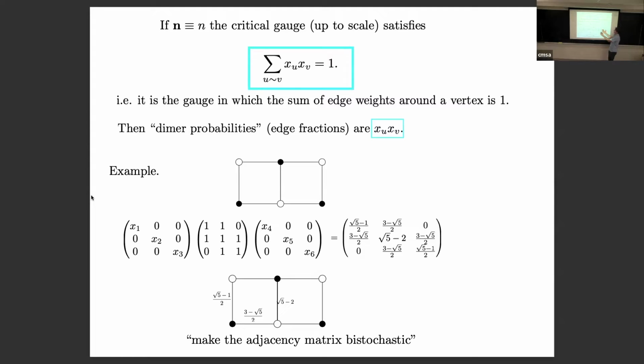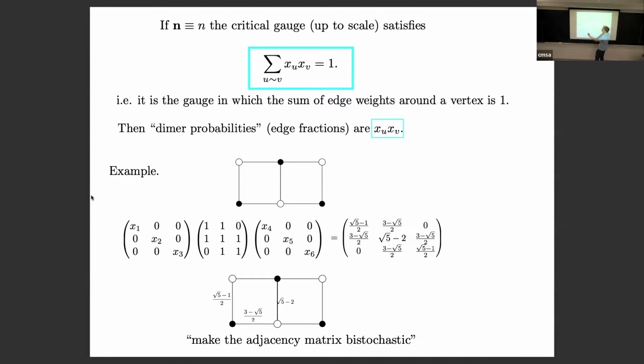So here it is in practice. I just took a 2x3 graph. We start with just the adjacency matrix of the graph. This is the bipartite adjacency matrix, so the rows are indexing the white vertices and the columns are indexing the black vertices.